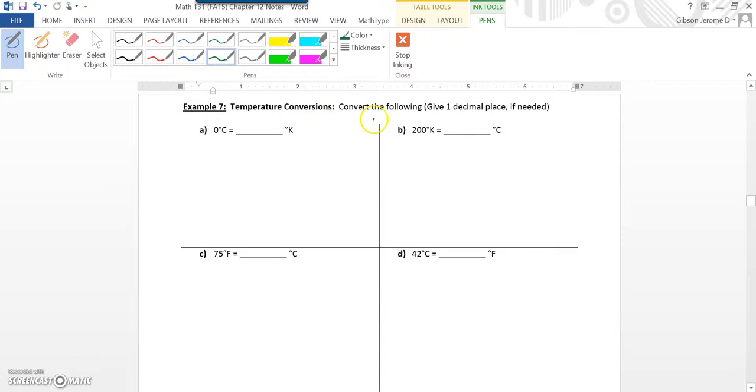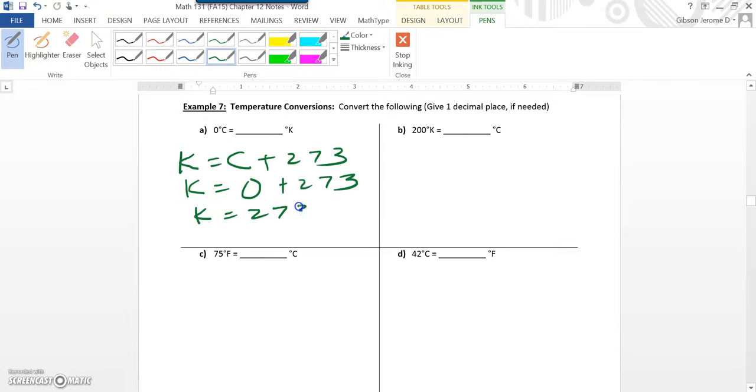It says temperature conversion. Convert the following, give one decimal place if needed. We want to go from 0 degrees Celsius to degrees Kelvin. So then, since we know what Celsius is, we could do the Kelvin formula. Kelvin is equal to Celsius plus 273. So Kelvin is equal to Celsius, which is 0, plus 273. So Kelvin is 273. So it'd be 273 degrees Kelvin.